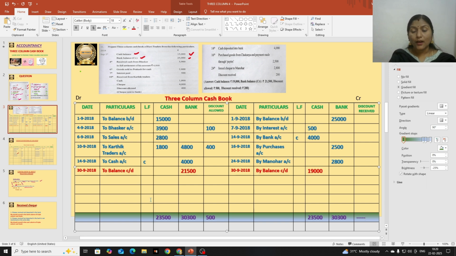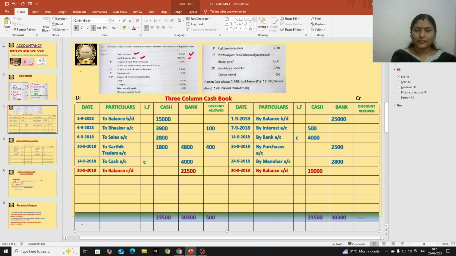And next, we have balance carried down on two sides. Debit side we have, credit side also we have. On the credit side we have 19,000 balance carried down for the cash column. That should be recorded on the opposite side under the totals as balance brought down. Let me write it. Here under the totals, what is the date? The next day of that balance carried down date.